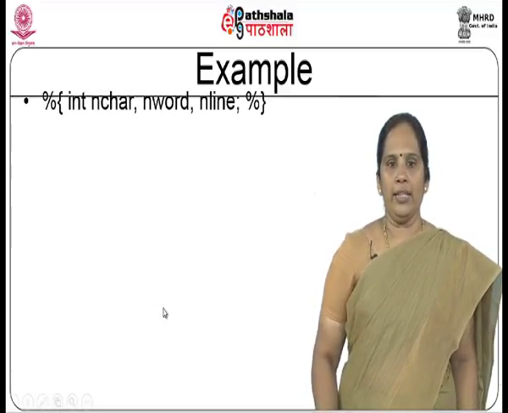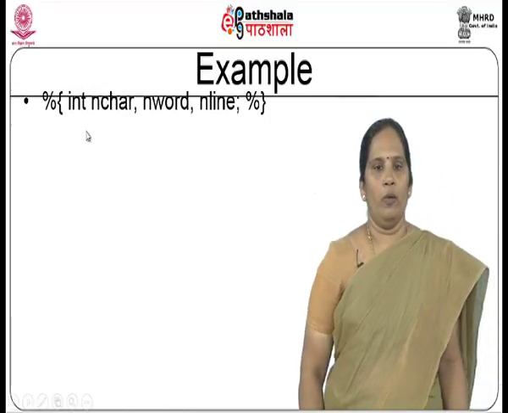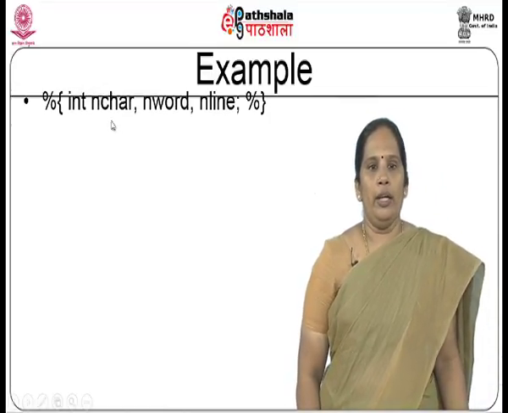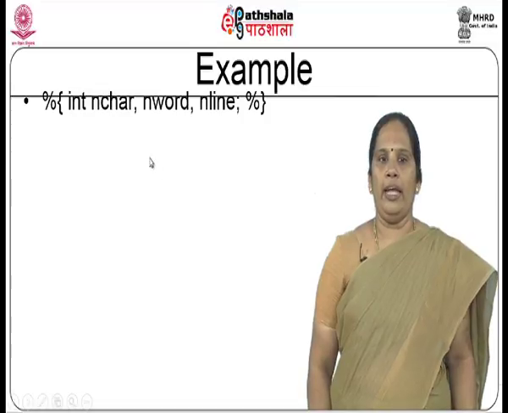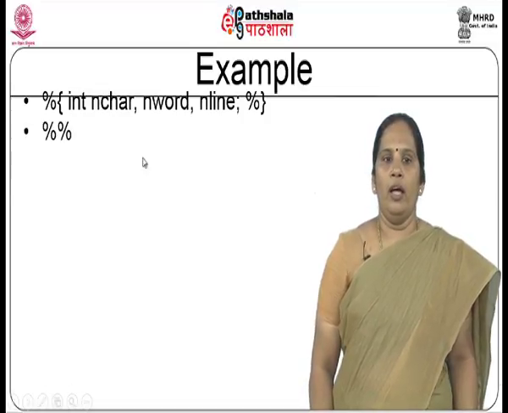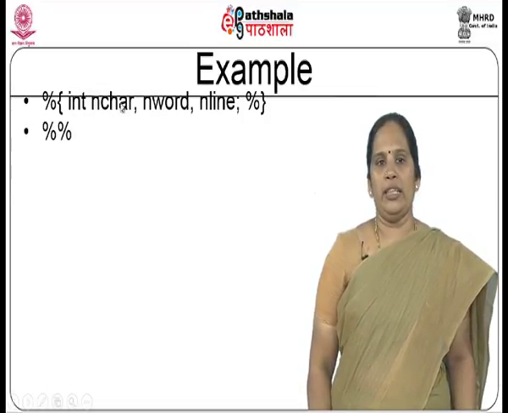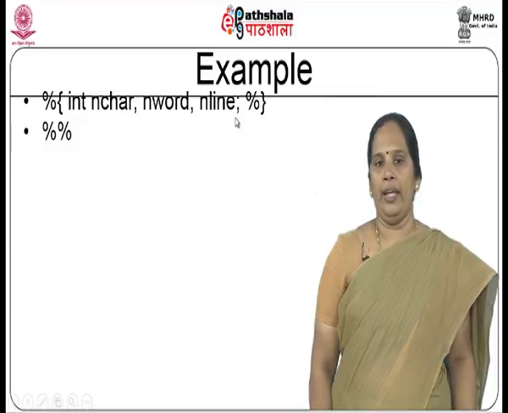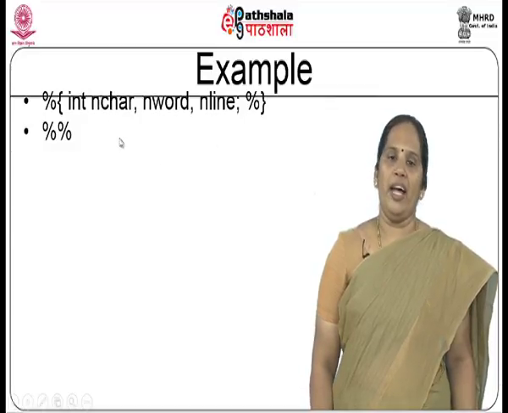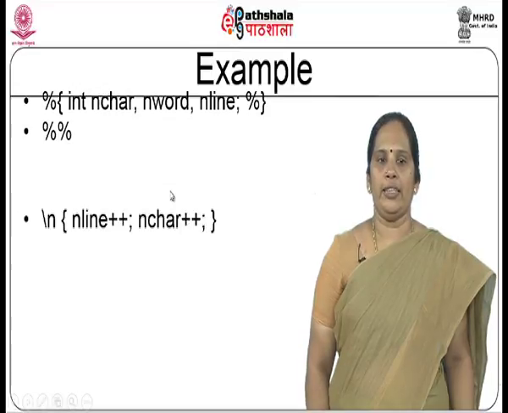So, the next example, okay, now what does this do? int nchar, nword, nline. You are defining 3 variables here, nchar, nword and nline, to count the number of characters, number of words and number of lines.